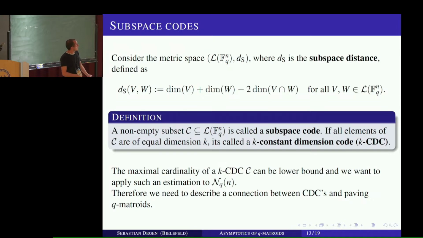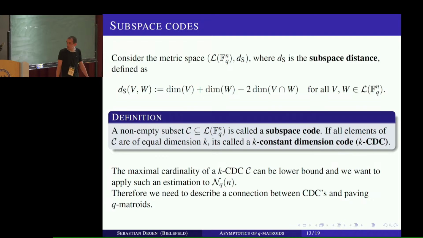So why do we want to use these KCDCs? The maximal cardinality of such a KCDC can be lower bounded. I will not go into detail on that, but we want to use this lower bound for an estimation of the number of all q-matroids. In order to do so, we have to describe a connection between these KCDCs and q-matroids, and it turned out that it has to be the paving q-matroids.